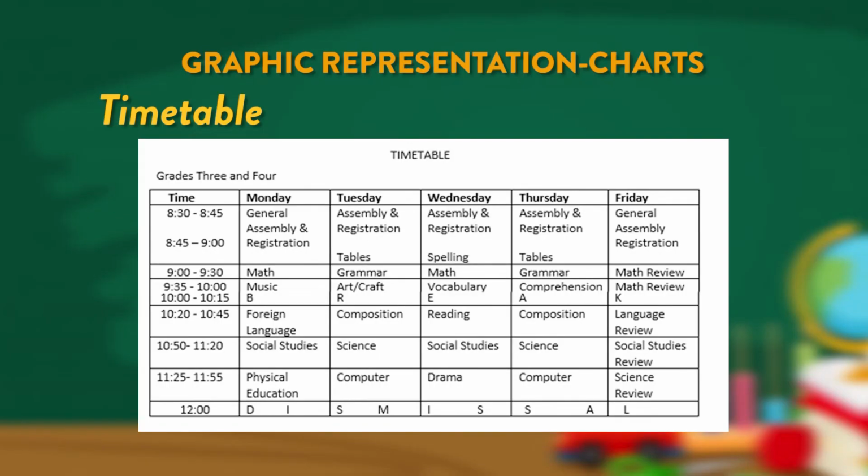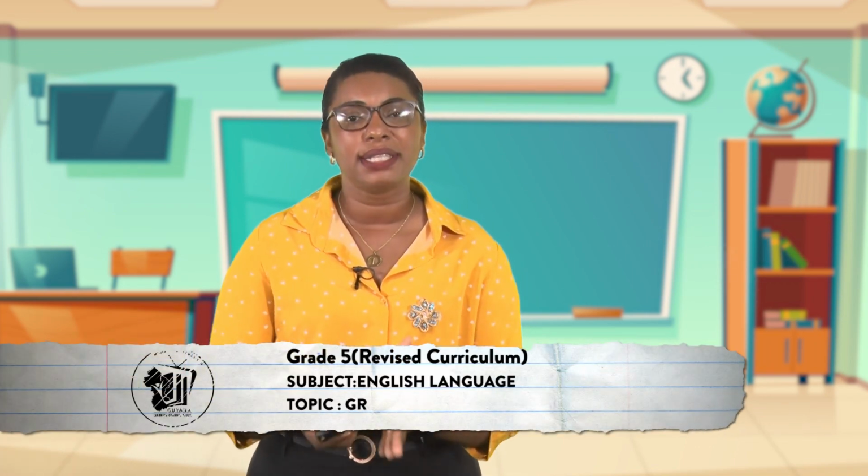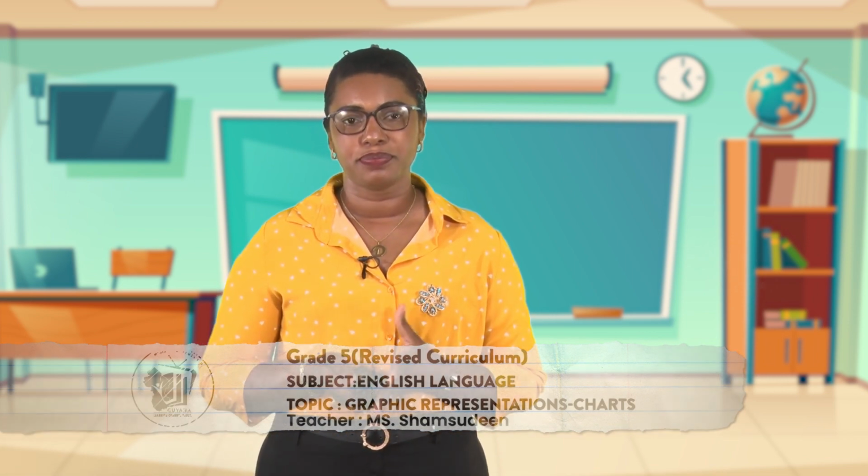Now, here's an example of a class timetable, and this is for grades 3 and 4. If you look carefully, you will notice that the timetable gives you the time period. It also gives you the days of the week. So it will give you activities or subjects that are to be done during different time periods throughout the day. Now a timetable helps you to keep track of time, keeps you organized and focused. And it also ensures that you complete tasks within a particular time.